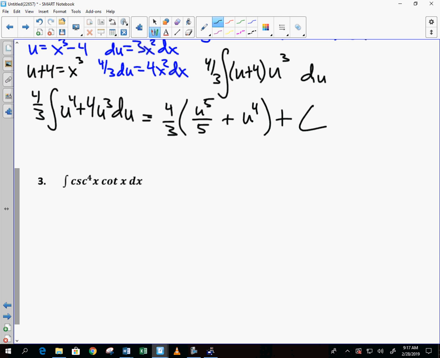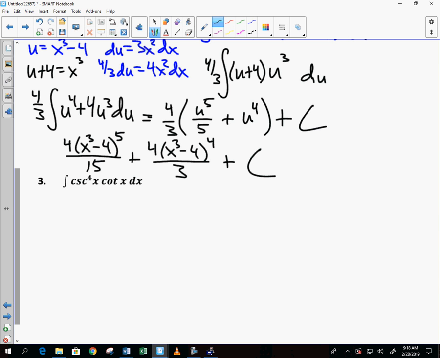I will place the x cubed minus 4 in for u. So I have 4 times x cubed minus 4 to the 5th power over 15 plus 4 times x cubed minus 4 to the 4th power over 3 plus c.